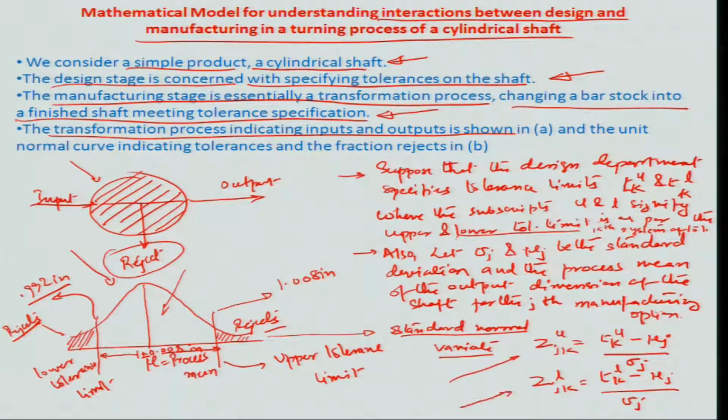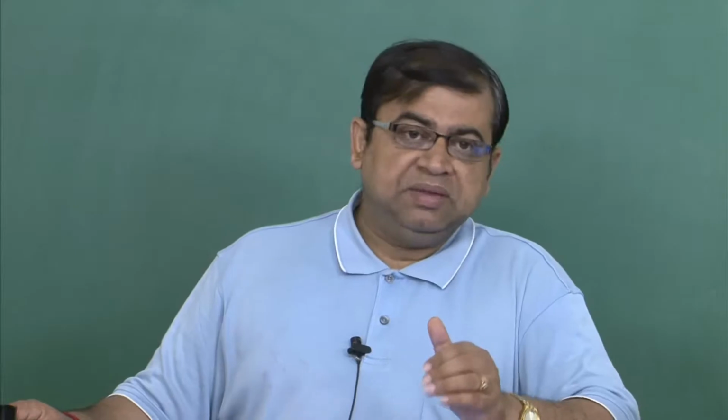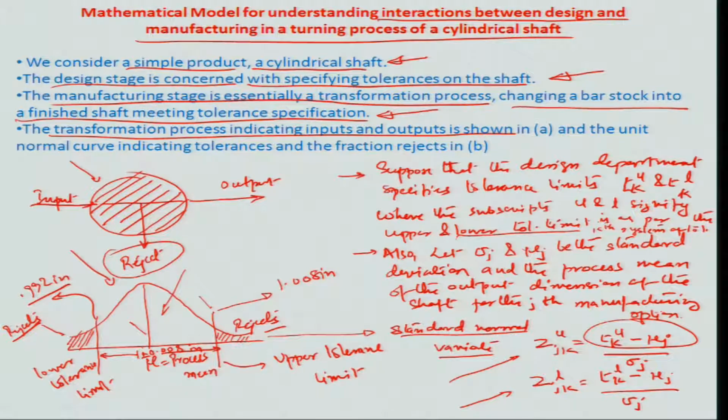So it is really about how many sigma j's, or how many standard deviations, the tolerance on the upper side is away from the mean, okay. So how many times the sigma j is covering that space between the TKU value somewhere here and the mu j value which is somewhere here.